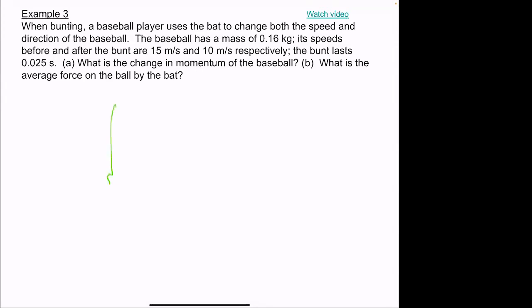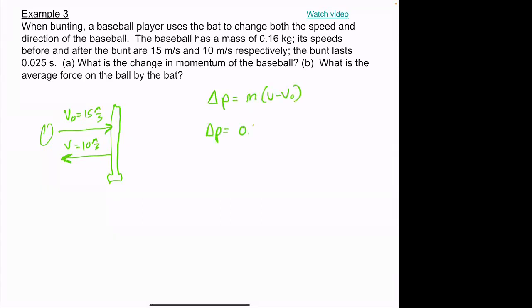So, if you don't know anything about baseball, in a bunt the ball comes in, hits the bat, and goes back out. On its way in, V naught is 15 meters per second. On its way out, it's 10 meters per second. But notice the direction is negative. So when we go to get the momentum change, delta P equals 0.16 times negative 10 minus 15, which is negative 4. It's negative.